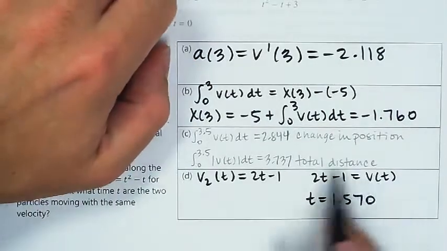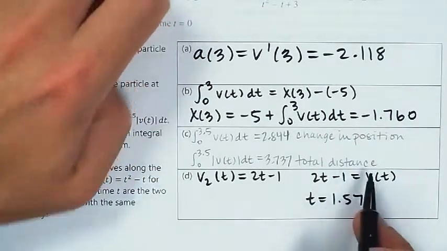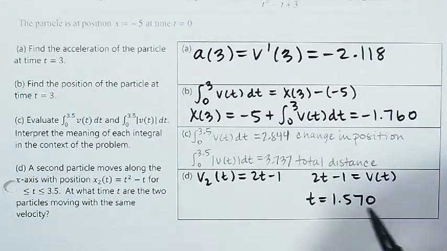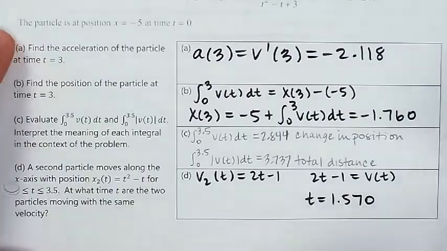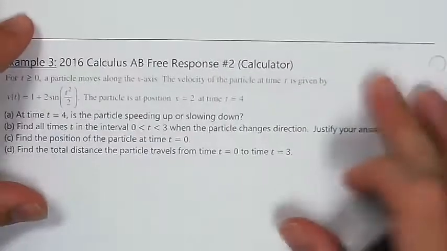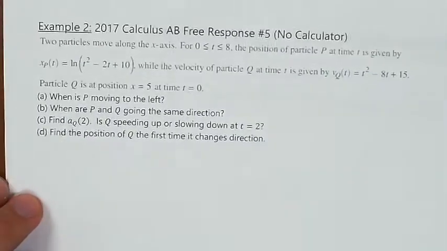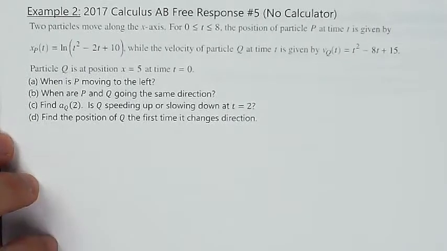Okay. And again, the justification, it doesn't look like much, but showing the equation that I solved using the calculator, that's really important. Okay. And that's the time where the two particles are moving with the same velocity. All right, let's look over on the back, and let's do example 2, which is a no calculator problem with kind of the same considerations.